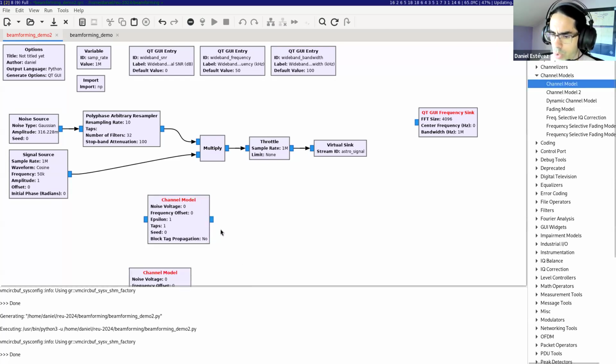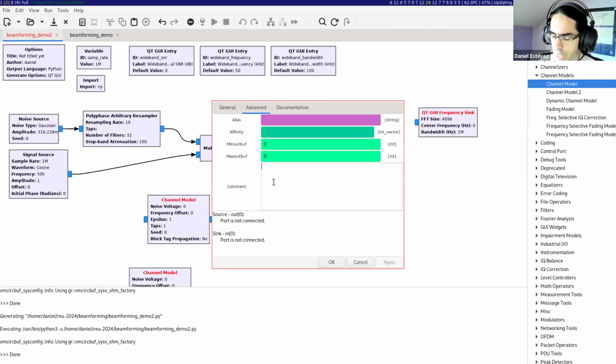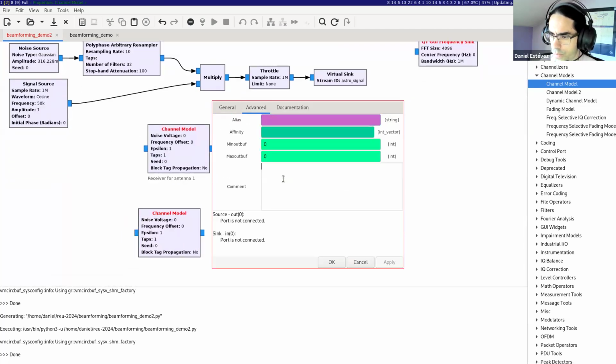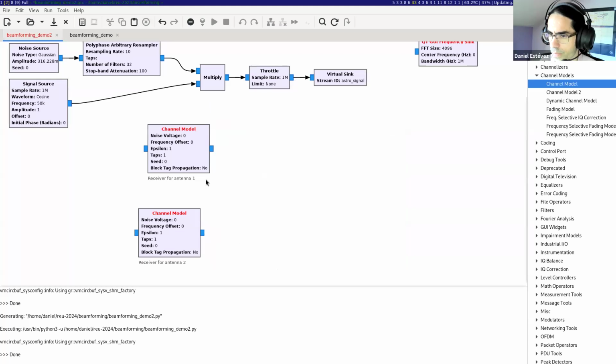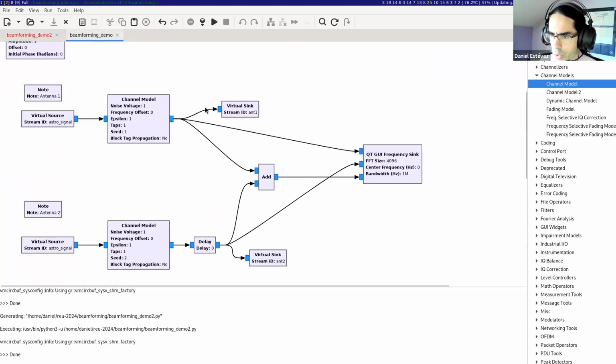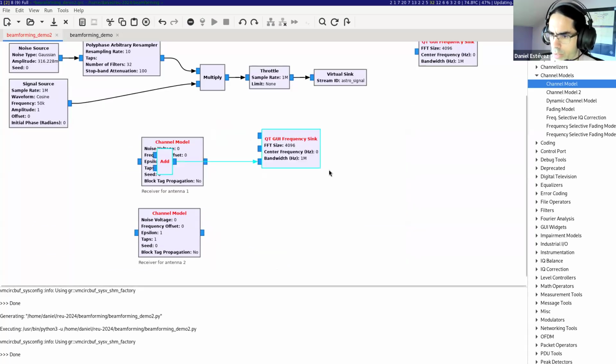So I'm going to put two channel models here, and let me make this clear. So this is the receiver for antenna 1, and this is the receiver for antenna 2. Okay, and what I'm going to do is copy these two because it's convenient.